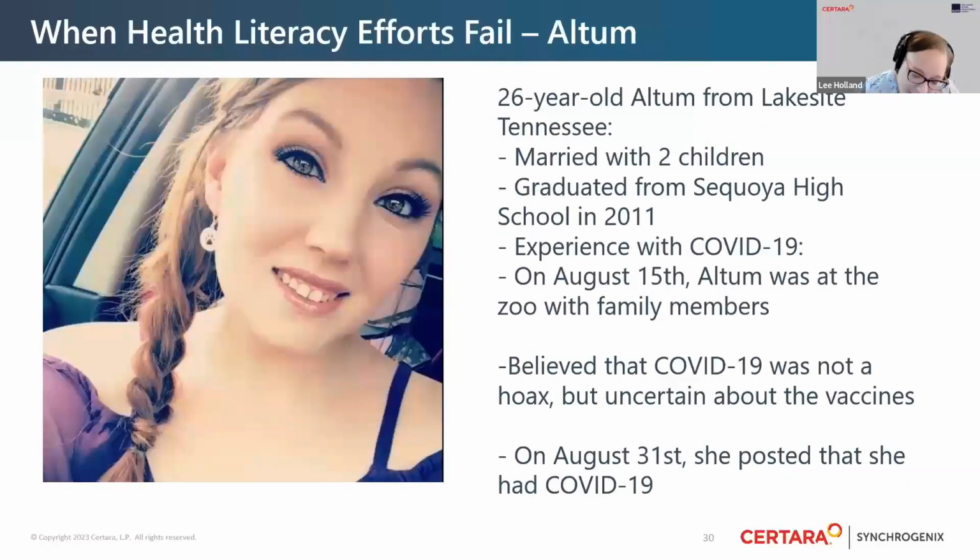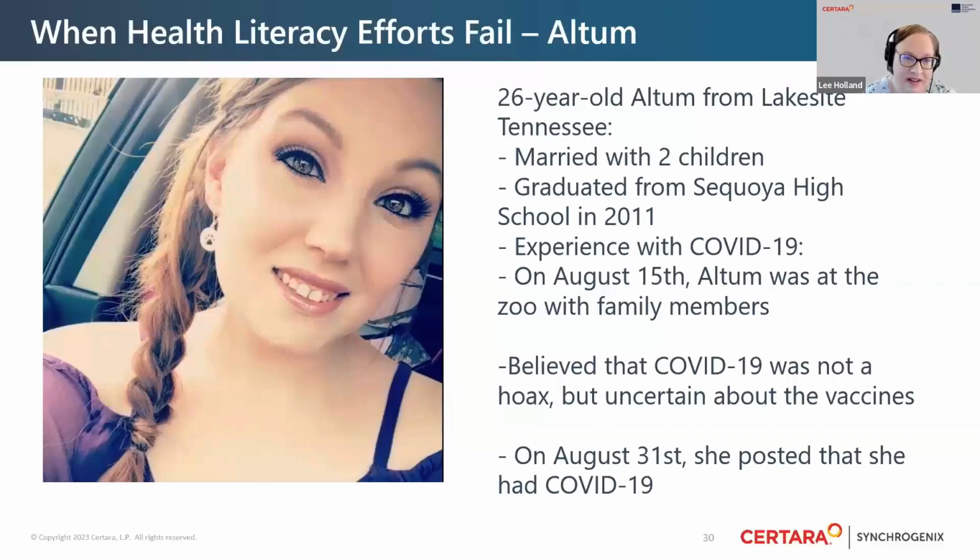Next, I'm going to talk about what happens when our health literacy efforts around new treatments and new vaccines fail. And everybody, please forgive me because sometimes I get a little bit emotional when I'm talking about this topic. Let me introduce you to Altum.